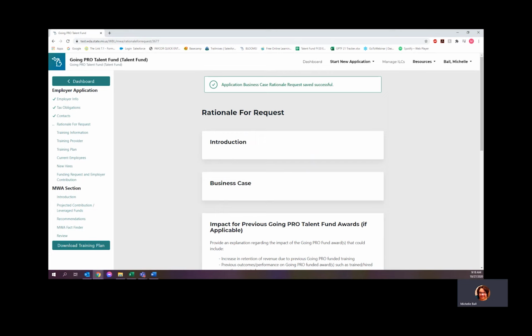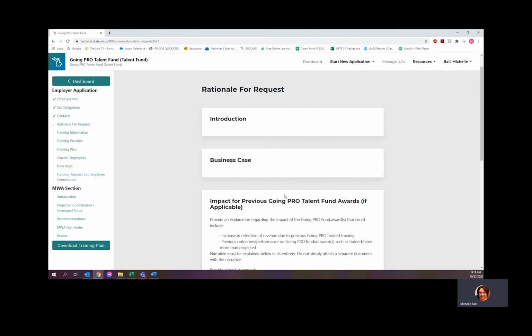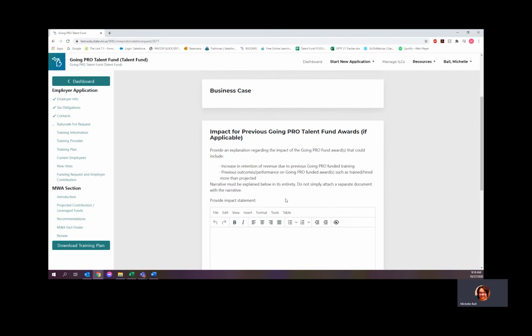Now we are still in this rationale for request. We've handled the introduction and the business case. And now we're going to move on to this impact of previous Going Pro Talent Fund awards, if applicable. Use this section to tell the application committee what good things previous Going Pro awards have caused to occur. There are some prompts listed here, and others may include individuals promoted at a higher rate and any backfilling that occurred. So if you were able to promote someone to fill their position, that's a great thing that they'd like to hear about. Any training that led to growth or improvement in morale, company culture, addition of business.